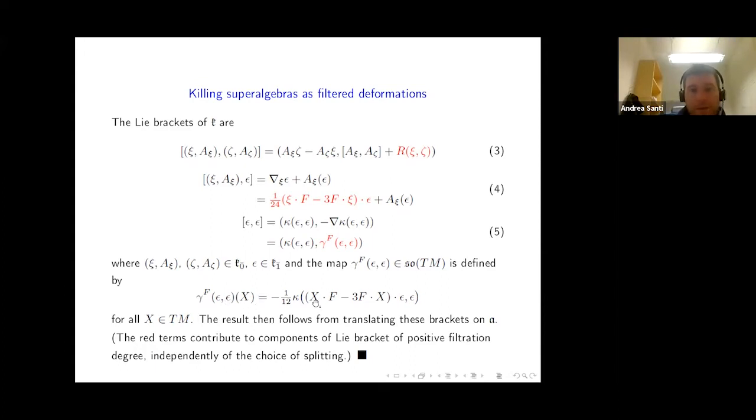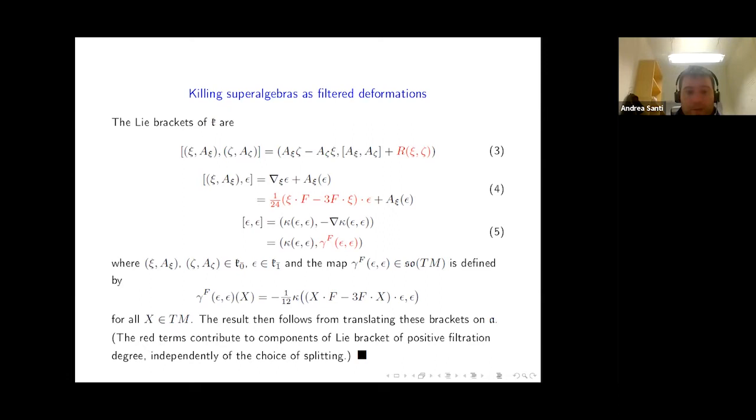and is defined in the following way. So on X, well, you have this bit here, which acts algebraically on epsilon. And then you take the Dirac current of the spinor together with epsilon. Okay, so the red terms of equation 3, 4, and 5 are, as in the classical case, terms that contribute to components of the Lie bracket of positive filtration degree, independently of the choice of the splitting.